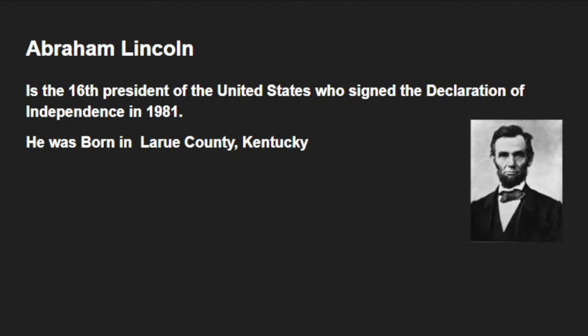Now, since it's Black History Month, we're going to be talking about the Black African Americans who helped change the United States for the better, and to learn from our past so we can better plan our future. Firstly, we're going to talk about Abraham Lincoln. Abraham Lincoln is the 16th president of the United States who signed the Declaration of Independence in 1981, which helps to end slavery. He was born in Lorry County in Kentucky.